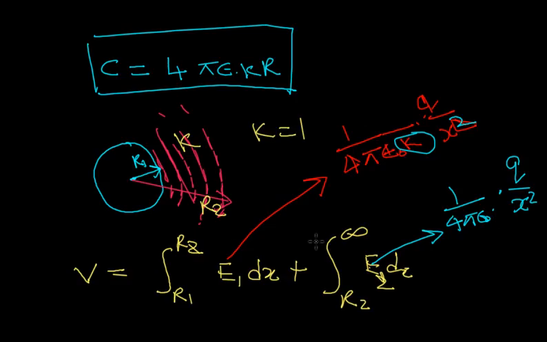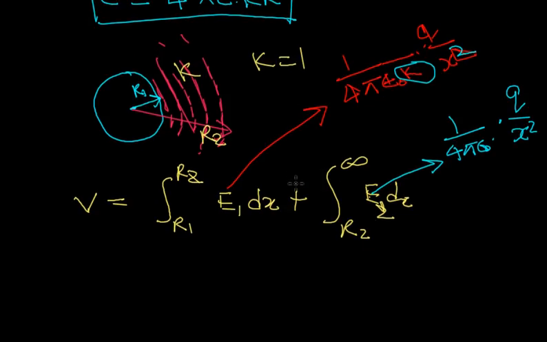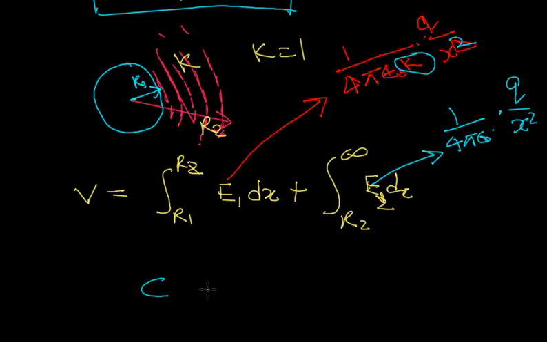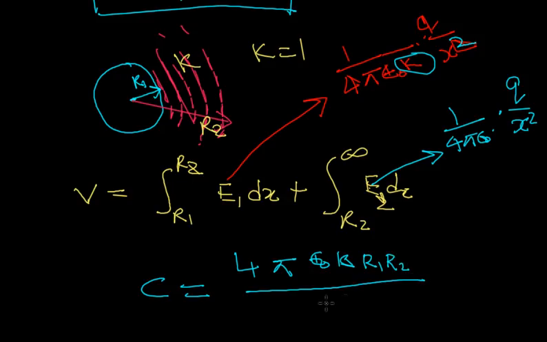You integrate it and find the relation between Q and C. Or I will tell you, I will write down the value of C. That value will be 4 pi epsilon naught K r1 r2 divided by r2 minus r1 plus K r1.